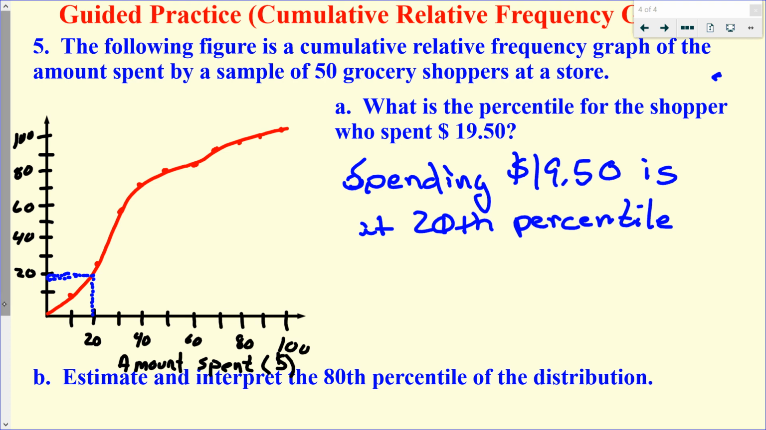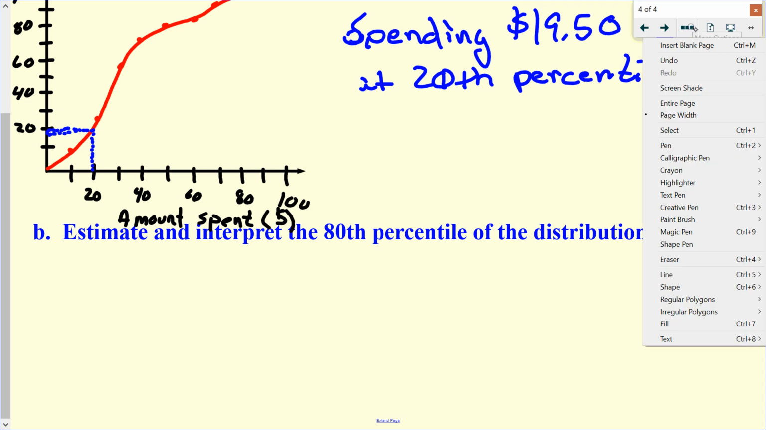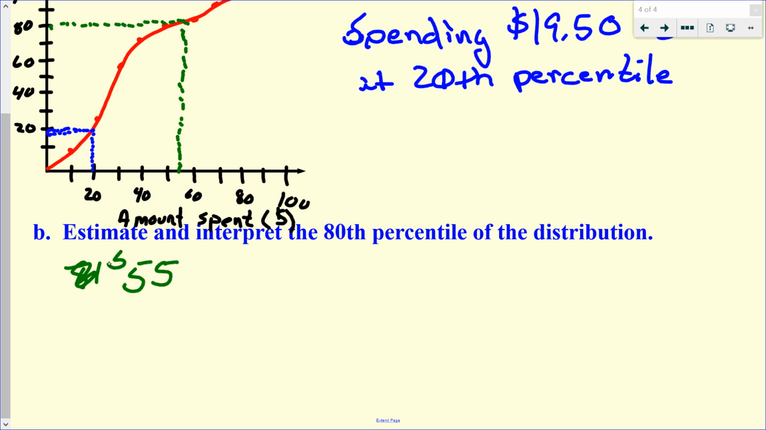So now part B asks us to estimate the 80th percentile of the distribution. So now we're starting with a percentile. So we'll go on the y-axis. Here's 80. All the way across till we hit the graph. All the way down. So it looks like the 80th percentile estimate is 55, sorry, $55. So spending $55 is at the 80th percentile.